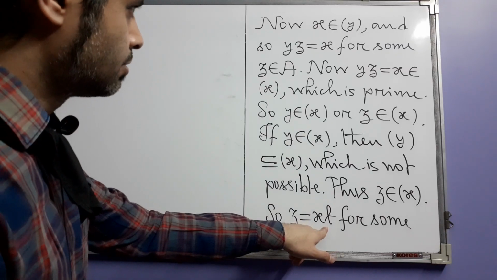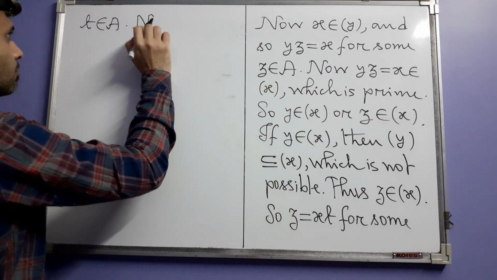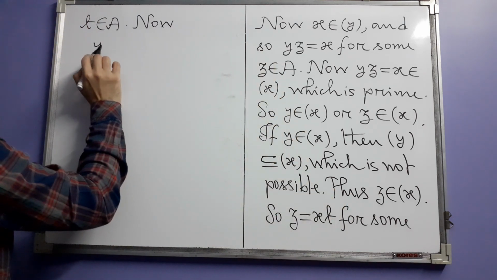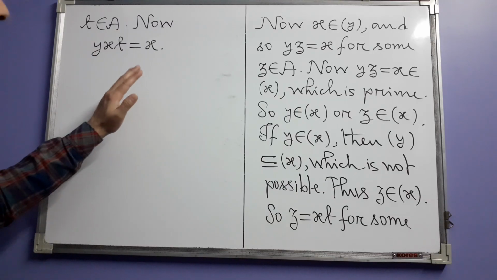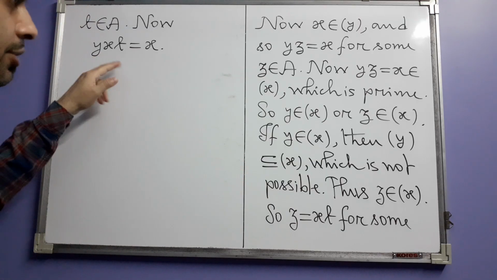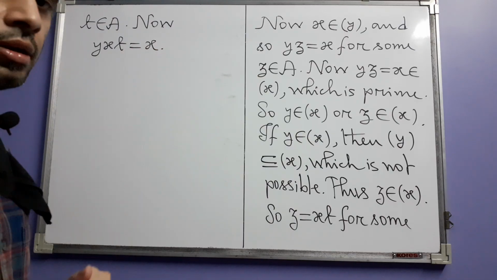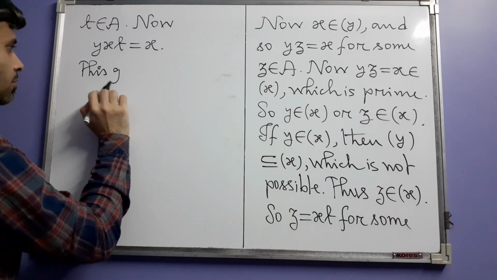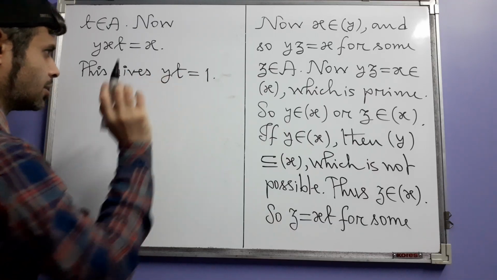Alright, now we can use this equation here. So what shall we write? In place of z we will write xt. So that way we will get yxt is equal to x. Now note that we are in an integral domain because a PID is an integral domain by definition, and x is non-zero. So we can cancel x from both sides. After cancellation you get this: yt is equal to 1.